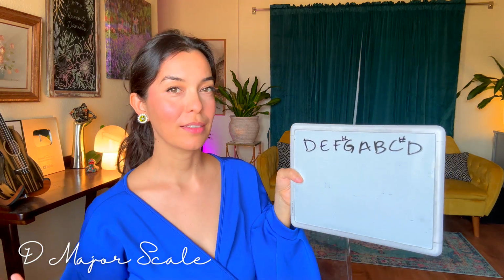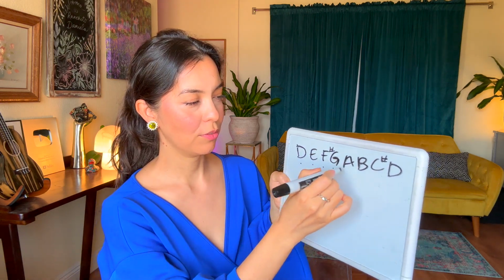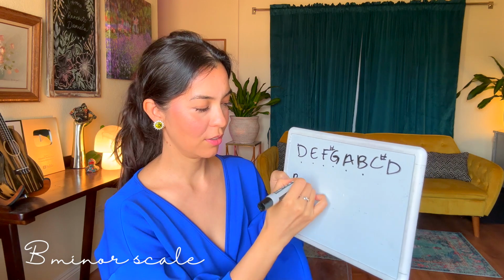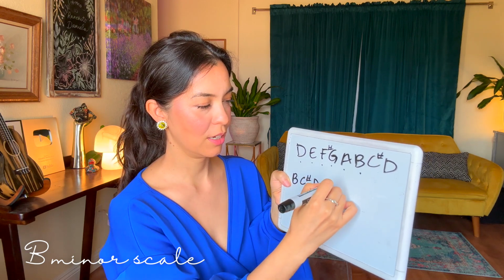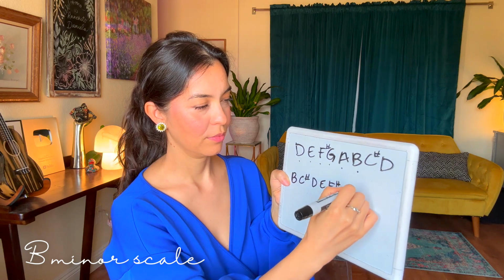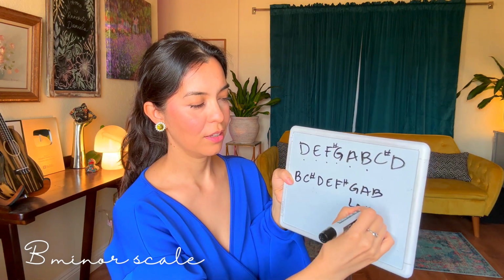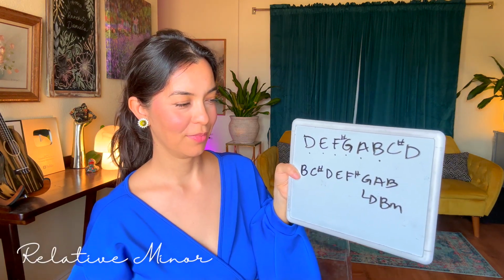And now how do we get the relative minor? 1, 2, 3, 4, 5, 6. We rewrite this scale starting on the 6th scale degree or scale step. And now you have the B minor scale or the relative minor.